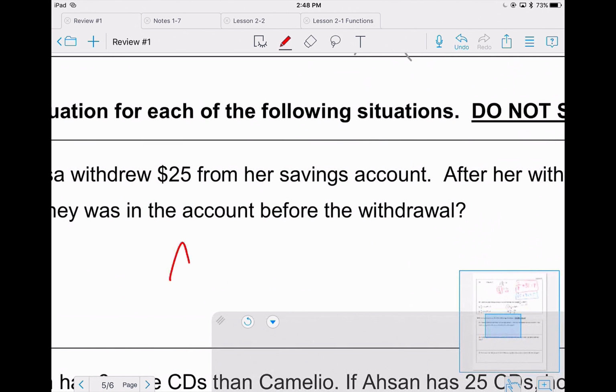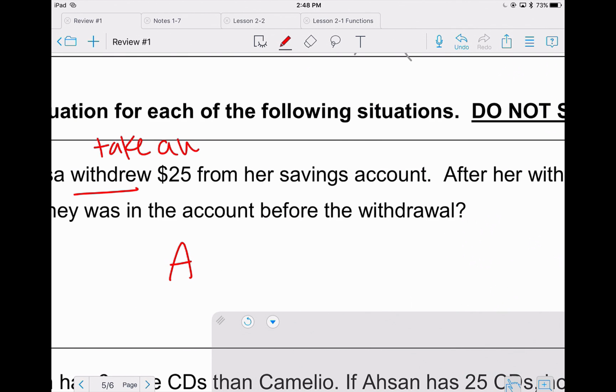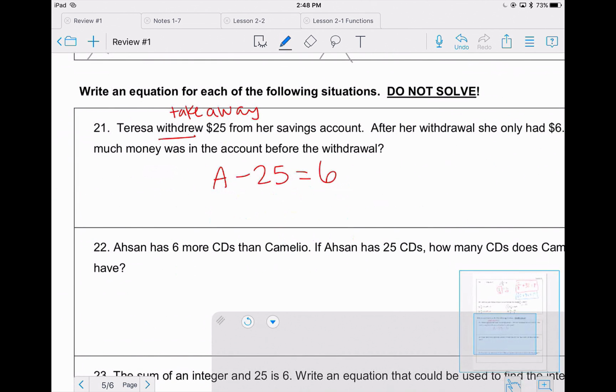So she has some amount in there. We don't know how much. She withdraws, which means to take away or subtract. So she takes away $25 from that, and now has a total balance of $6. So A minus 25 equals 6 would represent that situation.